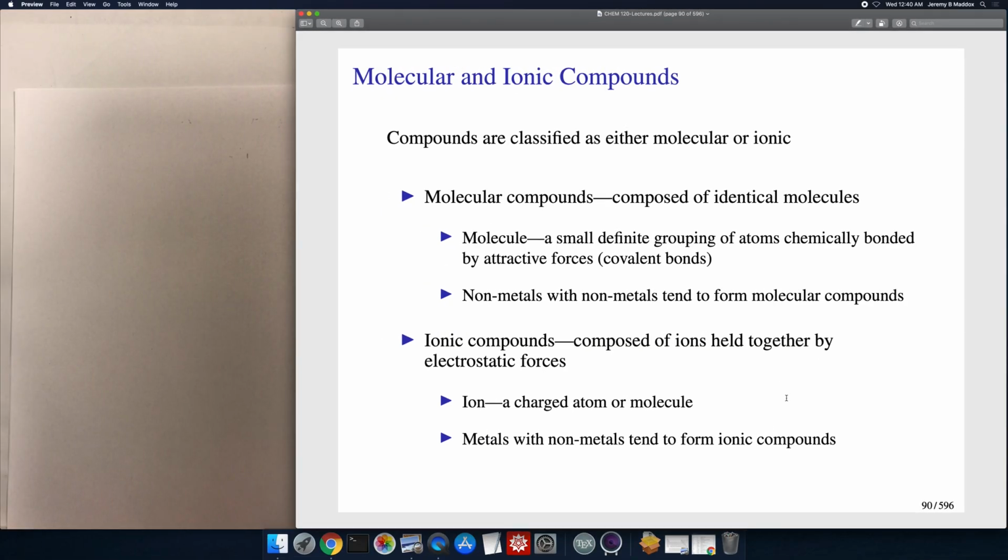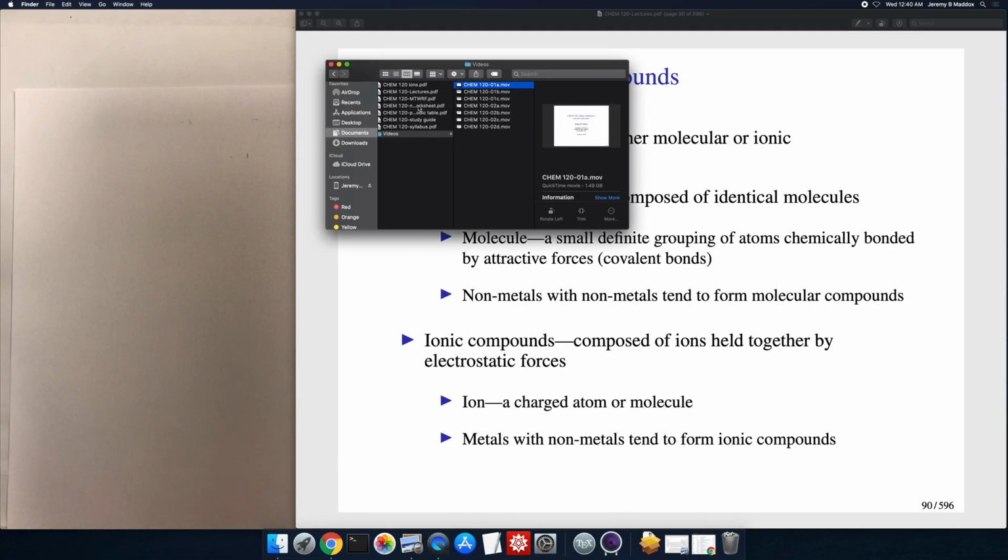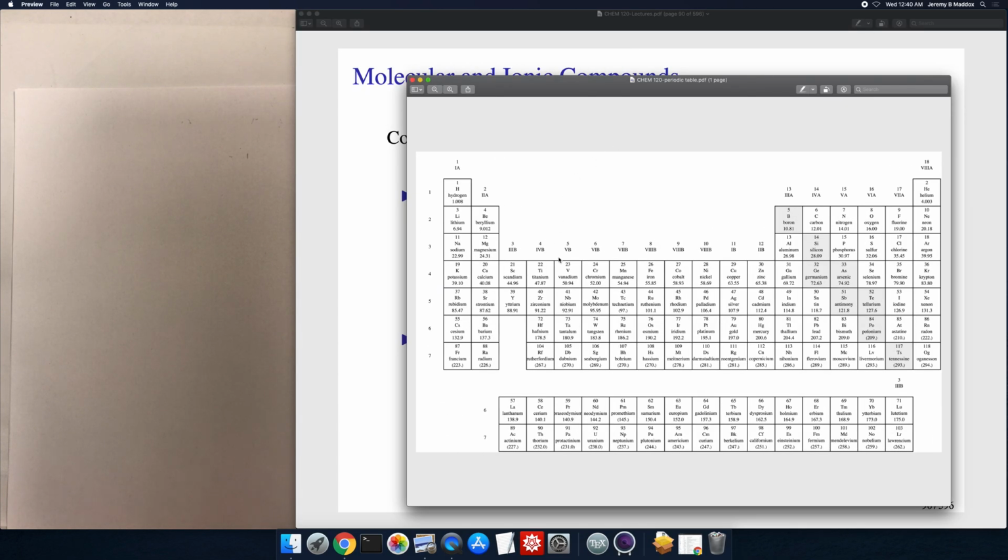And I just want to show you quickly the periodic table. I think I've closed it. Let's open it back up again. Remember, metals are on the left-hand side of the metalloid staircase. Nonmetals are on the right-hand side. When you have nonmetals bonded to other nonmetals, it's a molecular compound. When you have metals bonded to nonmetals, it's an ionic compound.